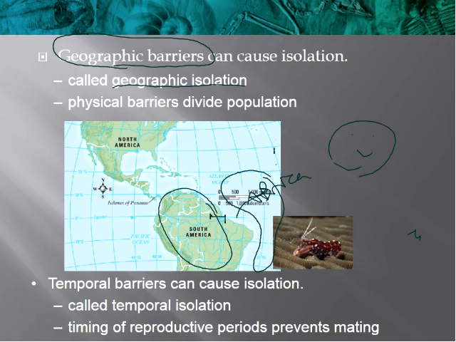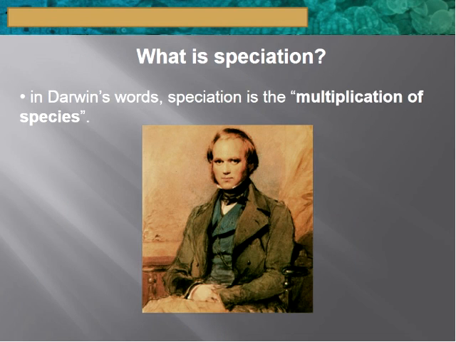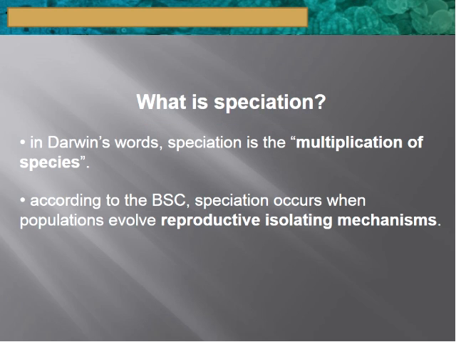All right. So there are temporary barriers to isolation, such as if there's an ice age or maybe an ice storm or something that has happened. But typically the big ones are the fact that the land is actually moving away from each other. So again, what is speciation? Darwin came up with the idea of the multiplication of species.